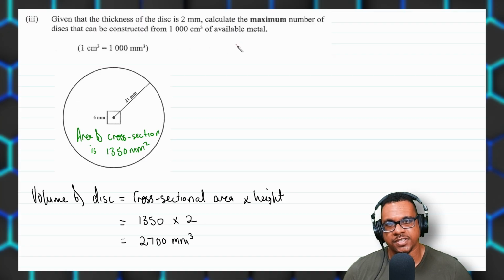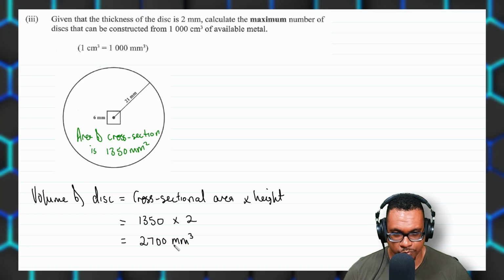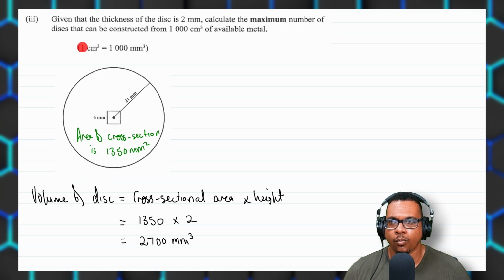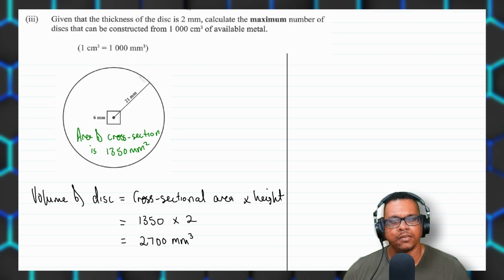Now, in order to answer this question, to calculate the maximum number of discs that can be constructed from 1000 cm cube. Now, notice this is cm cube, but our volume here is in millimeters cube. So we'll have to convert this 2700 millimeters cube into centimeters cube before we could calculate how many discs we could get out of this 1000 cm cube. Now, they give us this little conversion here. 1 cm cube is equal to 1000 millimeters cube. So I'll write the conversion this way, that 1000 millimeters cube is equal to 1 cm cube.